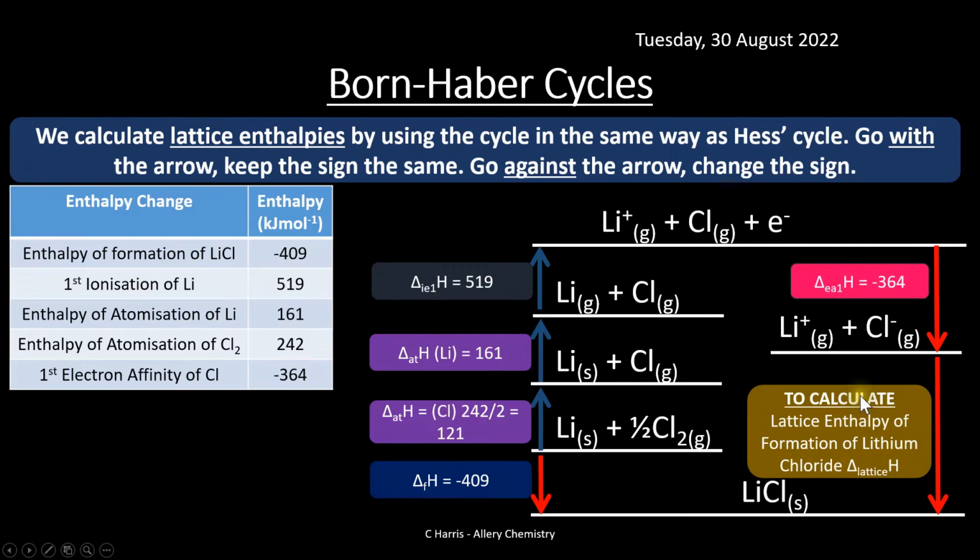Okay, so we need to calculate the lattice enthalpy of formation of lithium chloride, which is here. That's what we want to work out. Now, just like with a Hess cycle, we're going to start from here, and that's where we're going to end, which is down there. So we're starting there and ending there.